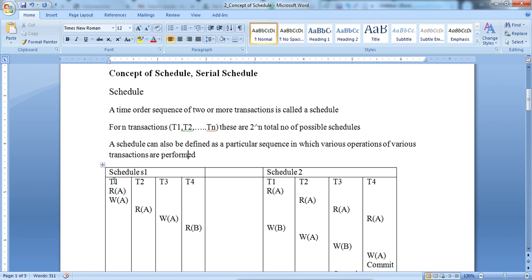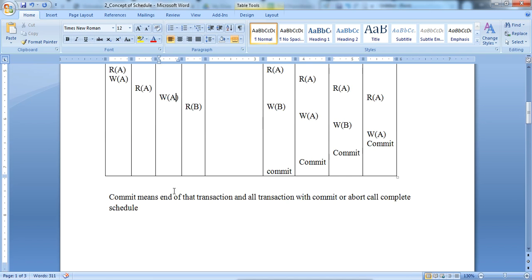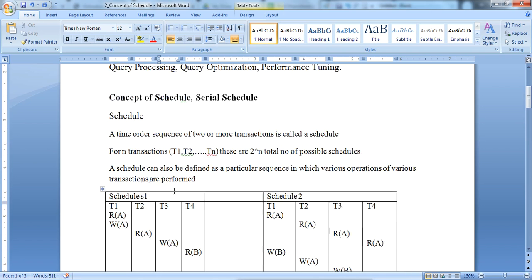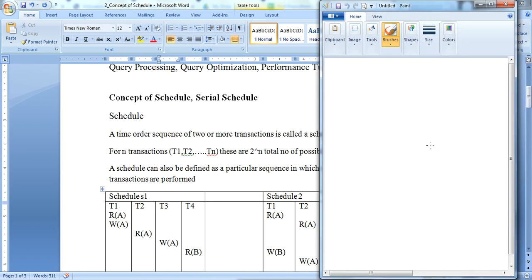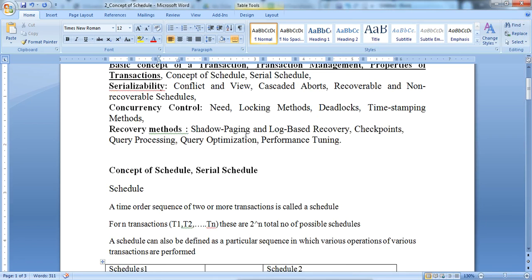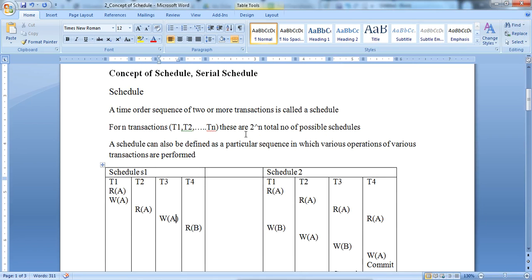Means a particular schedule is a sequence like T1, T2, T3, T4, or it may be T1, T3, T2, T4. That is the simple explanation. This is simply the concept of a schedule in the database management system. This is the basic concept of the schedule, which reflects updating the database as per the transactions. Thank you.